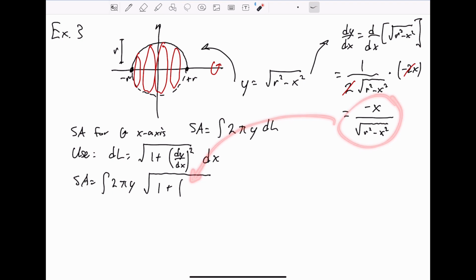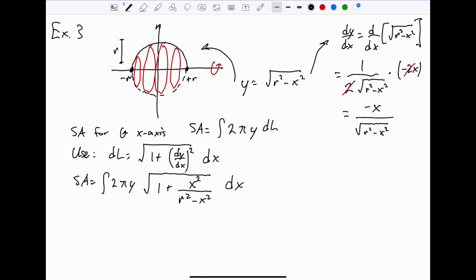So we do the numerator squared. Negative x squared is just the same as positive x squared. We can just write that as x squared. And then in the denominator, we have this square root that we're squaring. So the square root gets undone, and we just have r squared minus x squared. Integrating now with respect to x. So here's our integral so far. Let's put in the limits of integration.